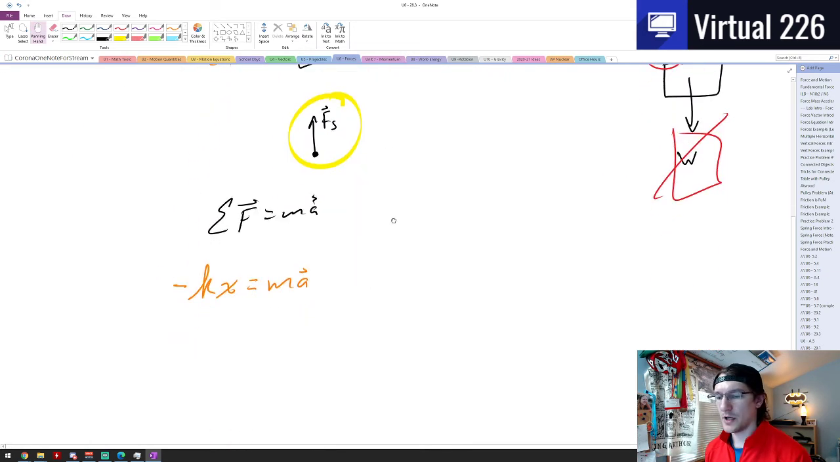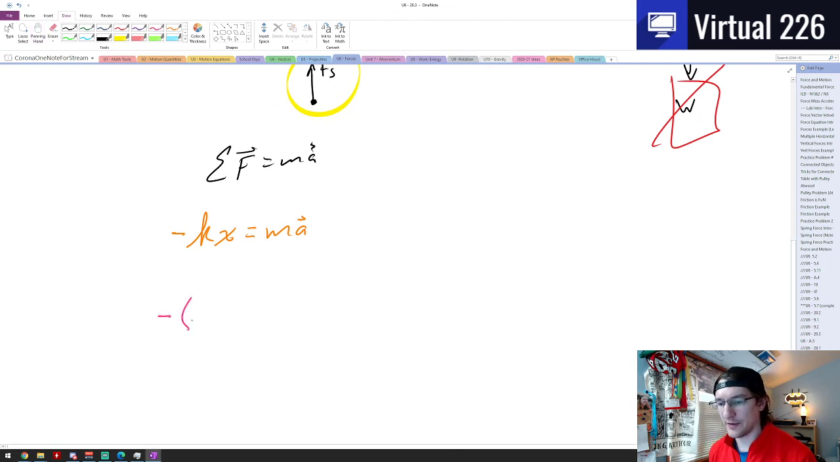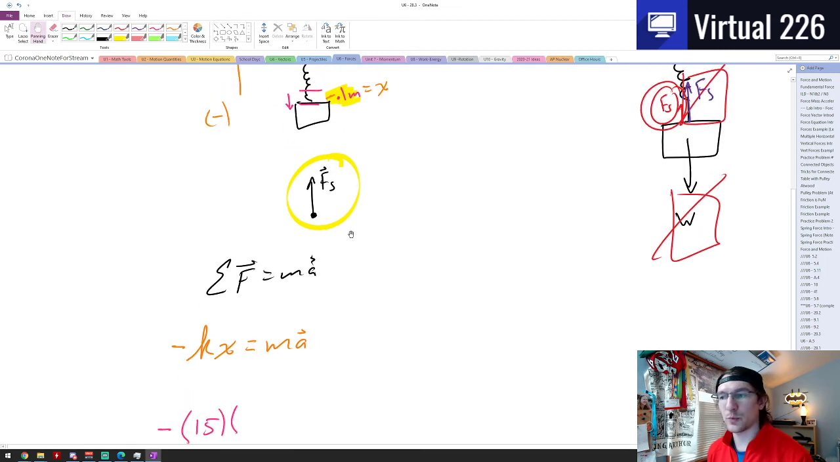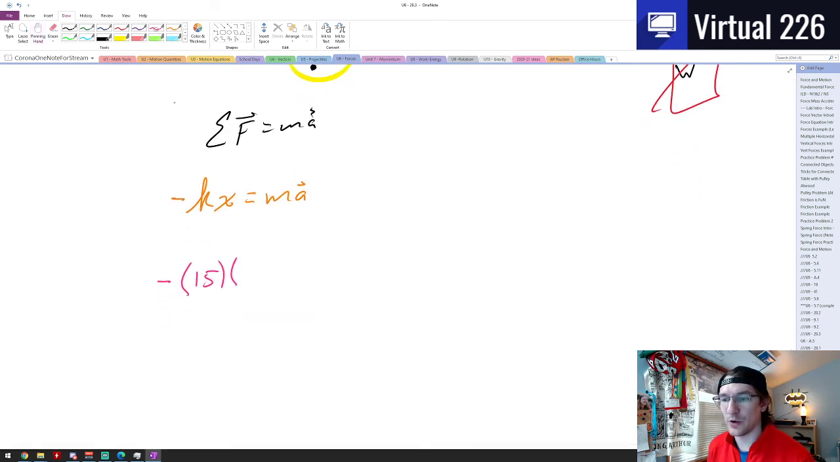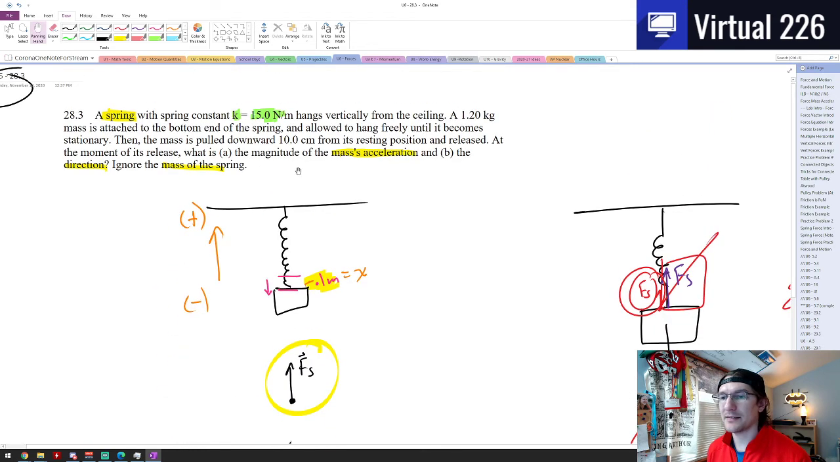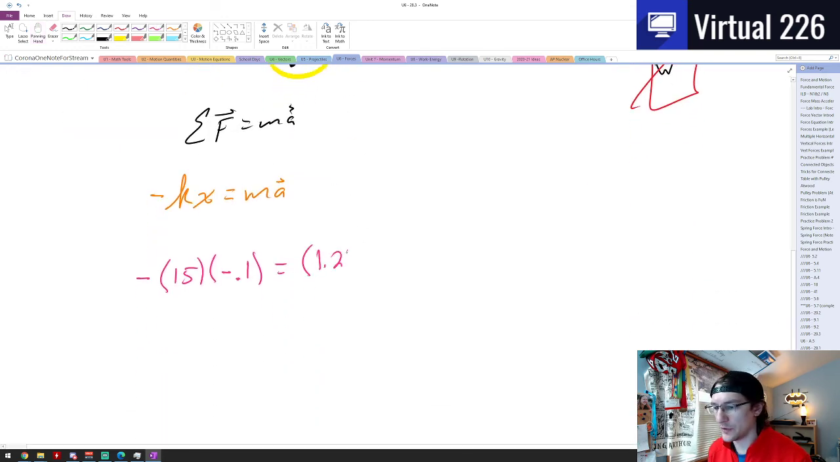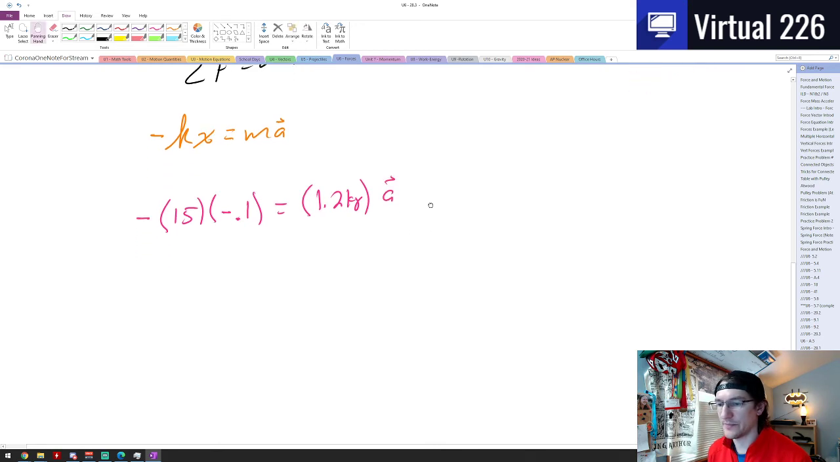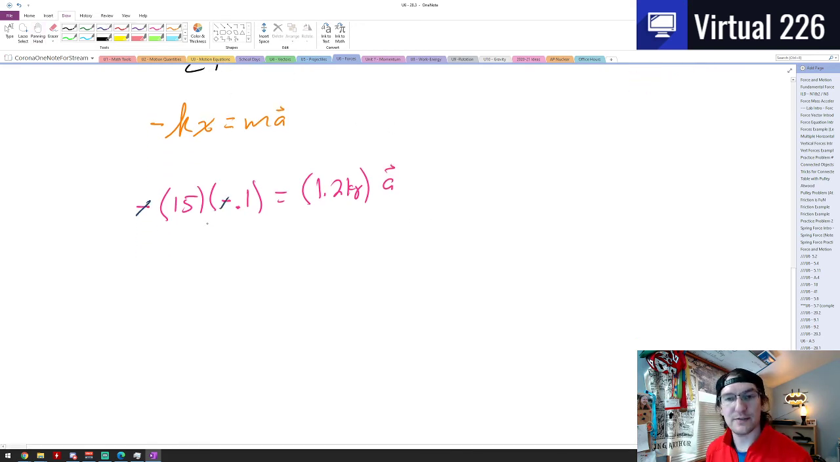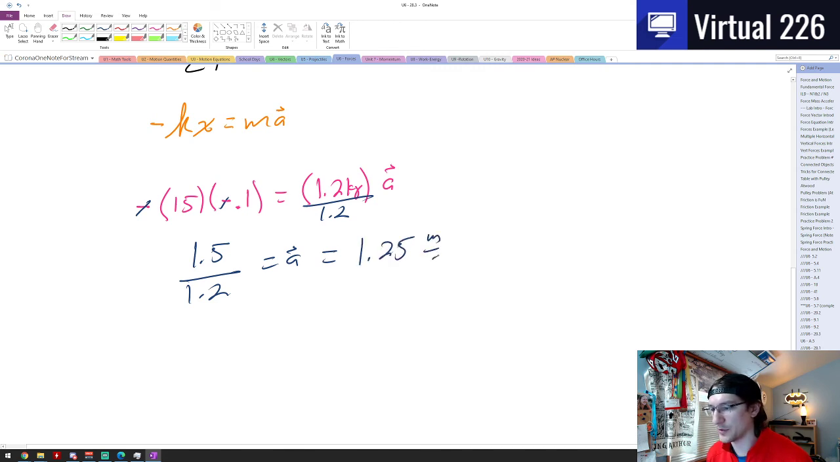And in this case, we know some values here. We're looking for the acceleration. We know that k is 15. We know x here, we pulled it down, that's the negative direction, it's negative 0.1. We know the mass is 1.2 kilograms, so here's our 1.2 kilogram mass times acceleration. We quickly see that a negative times a negative is a positive, that's nice. 15 times 0.1 is 1.5, and then we divide by 1.2 on each side to give us an acceleration. 1.5 divided by 1.2 is just 1.25 meters per second squared.